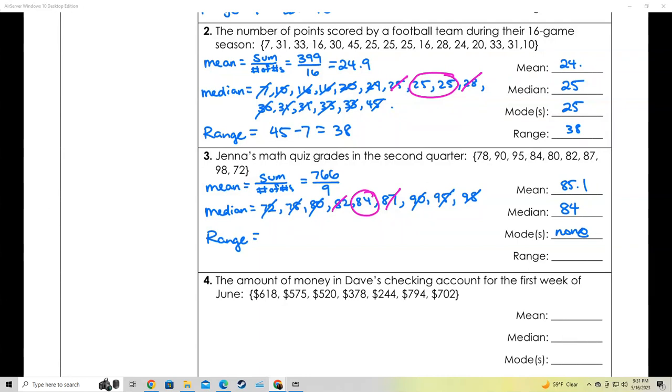Our highest number is 98, and then our lowest number is 72. It's nice when you do the median because it's easy to pick off the highest and the lowest when you put them in order, right? So 98 minus 72, and I get an answer of 26.